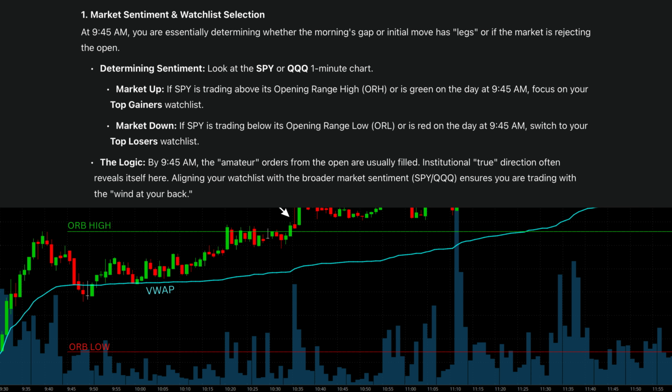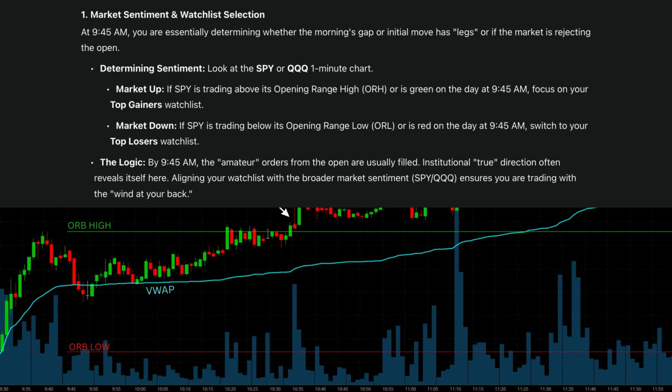Determining sentiment. Look at the SPY or QQQ 1-minute chart. Mark it up. If SPY is trading above its opening range high, ORH, or is green on the day at 9:45 a.m., focus on your top gainers watch list. Mark it down. If SPY is trading below its opening range low, ORL, or is red on the day at 9:45 a.m., switch to your top losers watch list.